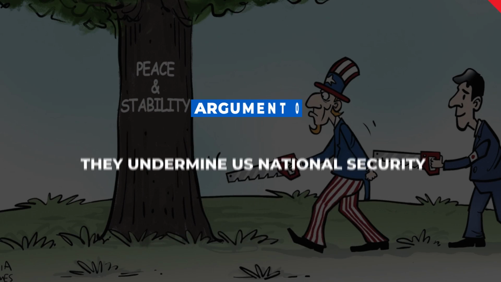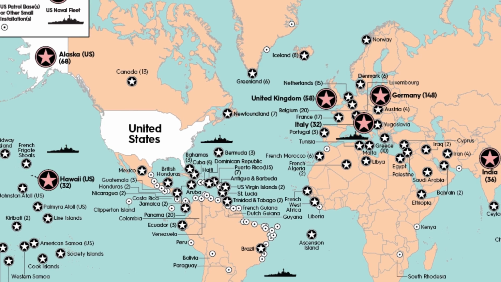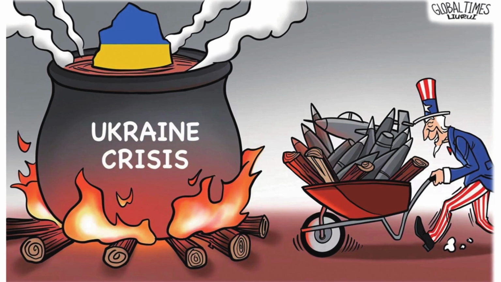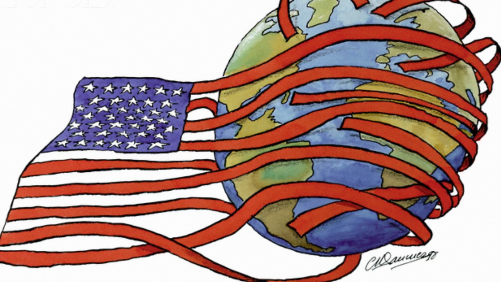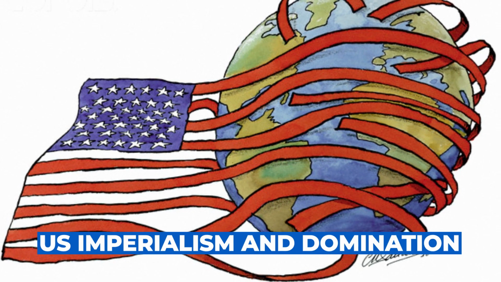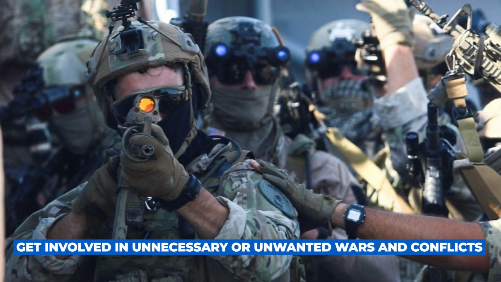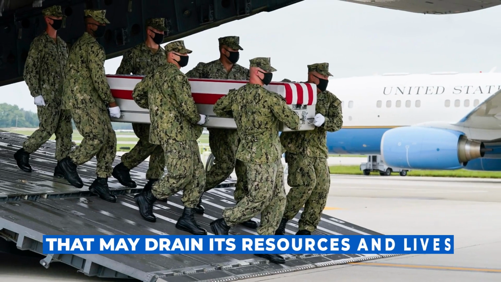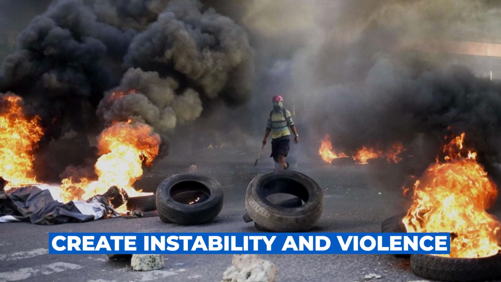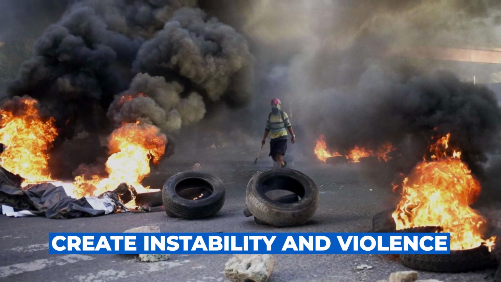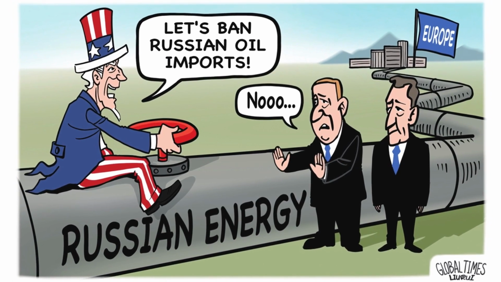However, there are also arguments against having US military bases abroad. One of them is that they undermine US national security and global stability. By having bases around the world, the US may provoke resentment and hostility from other countries and peoples who may see the bases as a sign of US imperialism and domination. The US may also get involved in unnecessary or unwanted wars and conflicts that may drain its resources and lives. The US may also create instability and violence in the regions where it has bases by supporting oppressive or corrupt regimes or by interfering in local affairs.